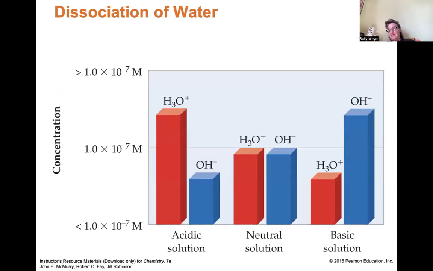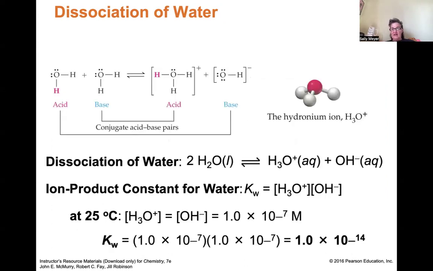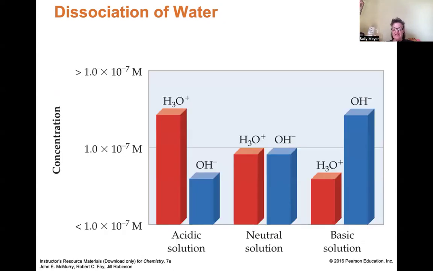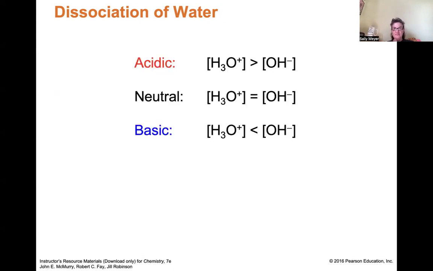Same thing is true on the far right-hand side. If you put some base into the solution, then the OH- is greater. And in order to keep the product with the hydronium ion concentration equal to the equilibrium constant, the H3O+ would have to go down. And that's just what these bars are showing. So if it's acidic, H3O+ is greater than OH-. If it's neutral, they're equal to each other. And if it's basic, you have more OH- than H3O+ in solution.